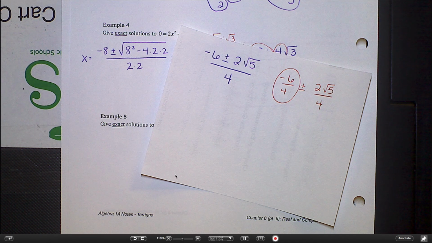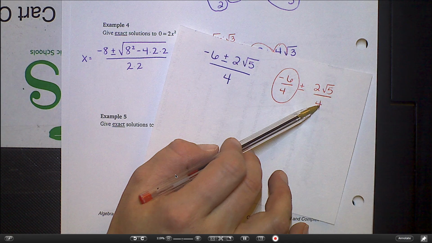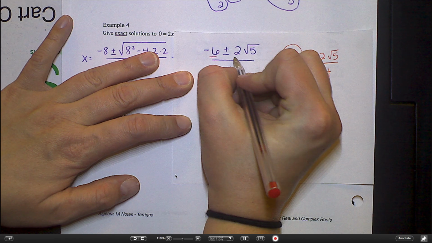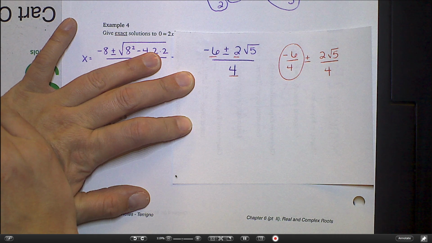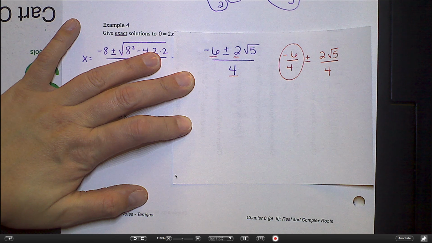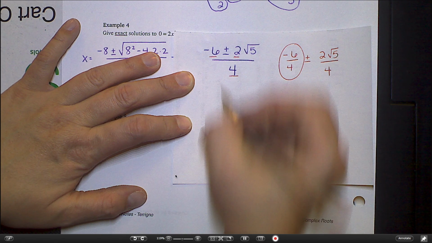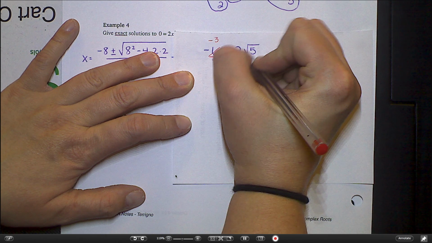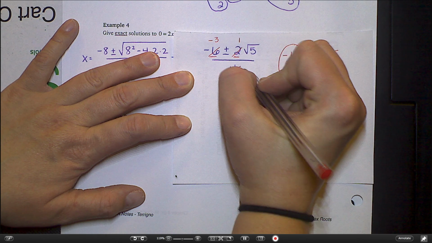Divide by 2, right? And doesn't this divide by 2 also? Yeah. So what I could do is take all 3 of these and divide them all by the same number. So not really multiply by the same number, but divide by the same number. I could say I'm dividing everything by 2. So now this is a -3, this is a 1, this is a 2.